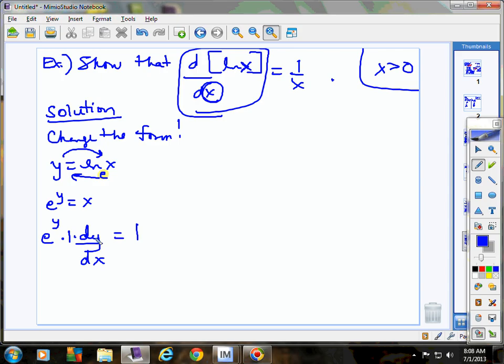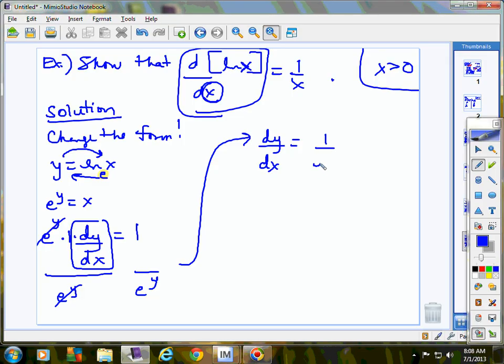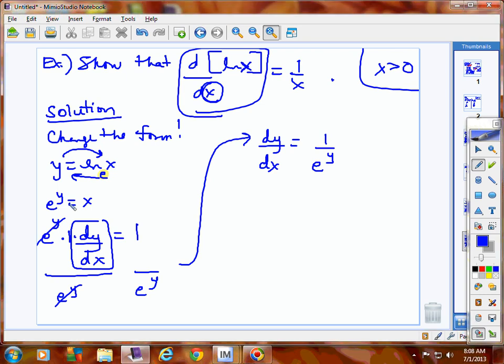All right, now we've got to get dy dx by itself. That's what we're solving for. So we're going to divide both sides by e to the y. So those are going to cancel. So now I've solved for the thing I'm looking for. So dy dx is 1 over e to the y. You're saying, well, that doesn't look like 1 over x to me. I thought we were supposed to get 1 over x. What does e to the y equal? X. So can I substitute that in? Take it out and replace it with x? Because right here we said they're equal, didn't we?